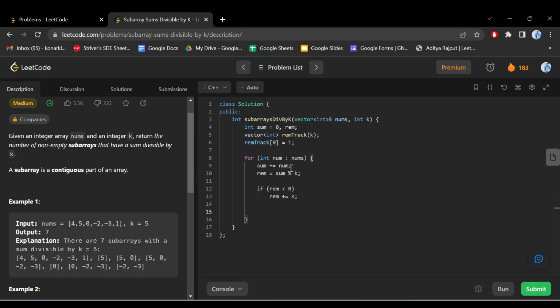And yes, now we have the main thing, and that is to add them into our answer. Let this be answer. Answer is equal to 0, initialized with 0 value, and answer plus equal to remainder track of this remainder, plus plus. And why am I doing this postfix operation? Because we need to add the previous value, and then increment the value by 1.